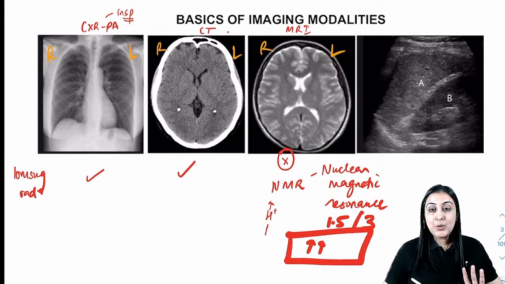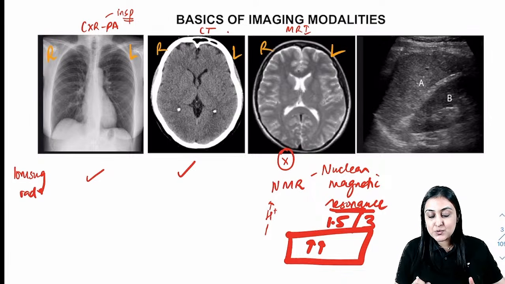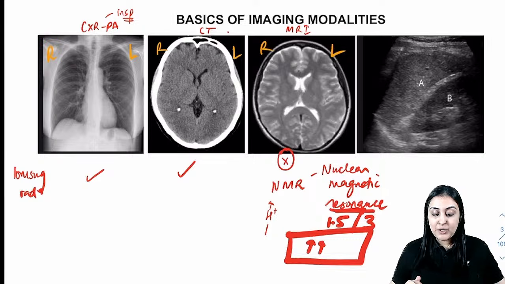Fine. So this is how MRI works, and this is how I generate images on the basis of this resonance, when the inner magnetic field of protons resonates with the outer magnetic field. Okay, so this is what is nuclear magnetic resonance.